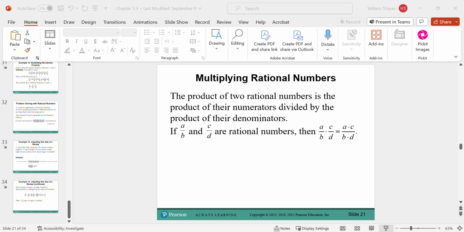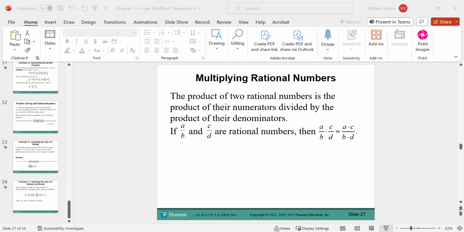The quotient of two rational numbers is a product of the first number and the reciprocal of the second number. If a over b and c over d are rational numbers and c over d is not 0, then a over b divided by c over d equals a over b times d over c, which is a times d over b times c. We essentially here kept the first term, changed the sign, and flipped the second term.